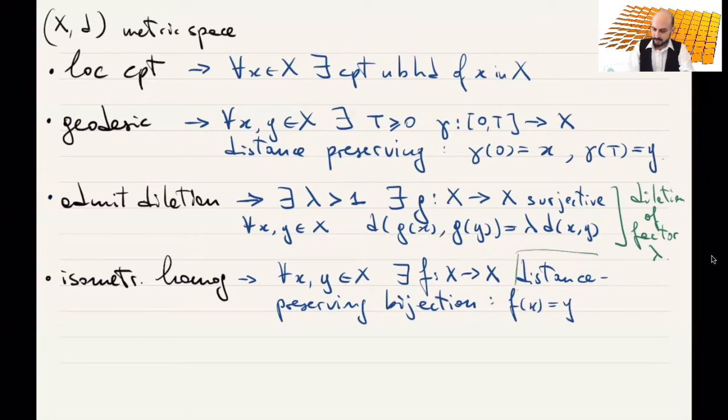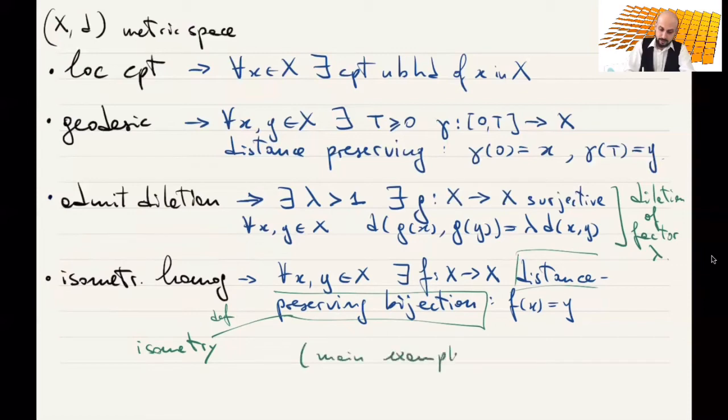Now, terminology: a distance preserving bijection is what is called, by definition, an isometry. So for every two points, we have an isometry that sends the first point to the second point. Good. These are the four properties that will define a Carnot group. Now, going back to isometric homogeneity, the main example of something that is isometrically homogeneous is when you are in the presence of a group.